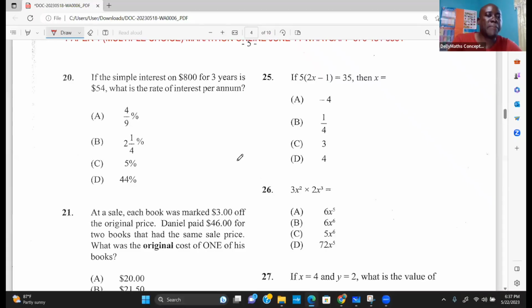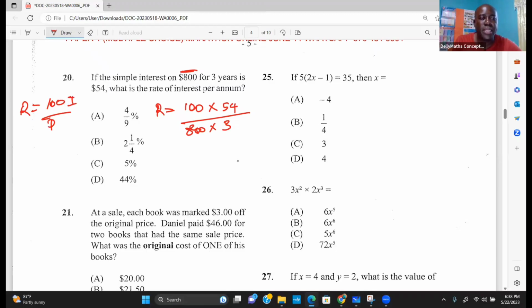All right. The simple interest on $800 for 3 years is $54. What is the rate? Remember your formula. You can find the rate by saying 100 times the interest over the principal times your time. So the formula for rate is 100I over PT.